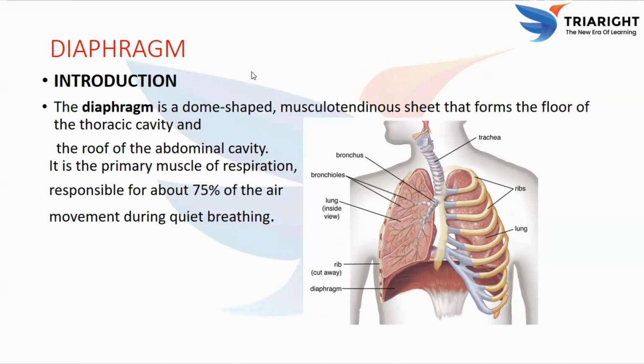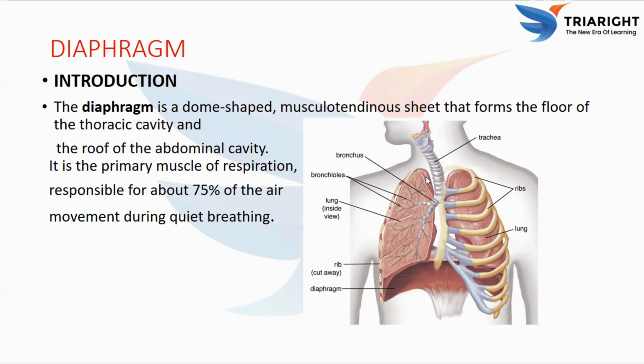So what is the structure and function of the diaphragm? The diaphragm forms the floor of the thoracic cavity and the roof of the abdominal cavity. In its relaxed state, it has a dome shape curving upward into the chest cavity. It is attached to the lower ribs, sternum and also the lumbar vertebrae.